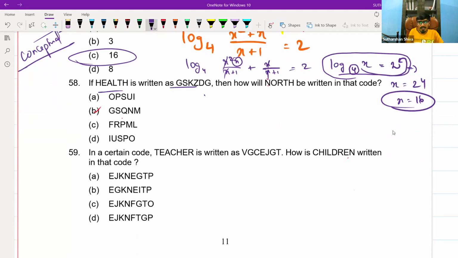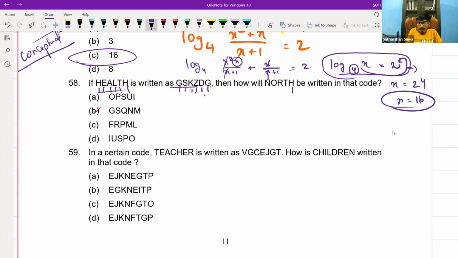Health is written as GSK is a DG. And how will you write it? H. Suppose if I just look at that problem, I can understand G, H, D, E, Z, A, K, L, S, T, G, H. So it is backward, right? If it is backward, I should go in the frontward direction, right? Or H, G, H. This is G, and here it should be H.